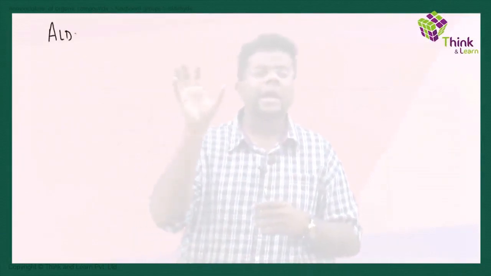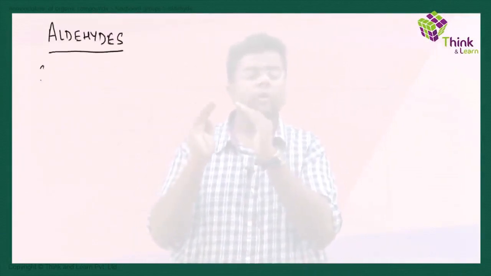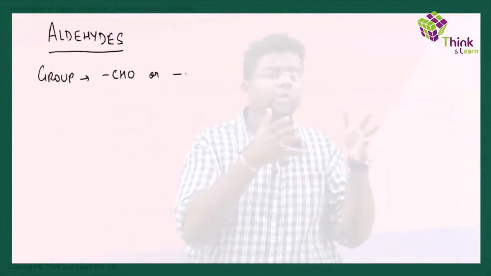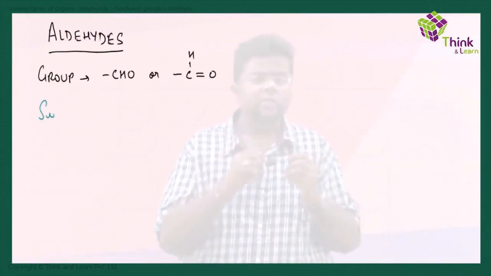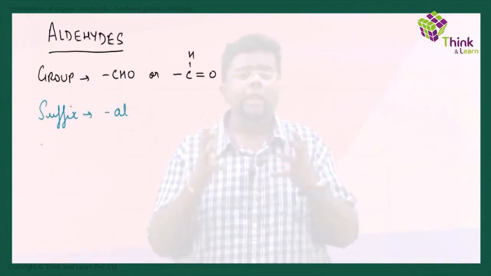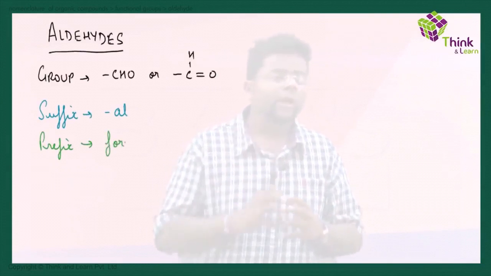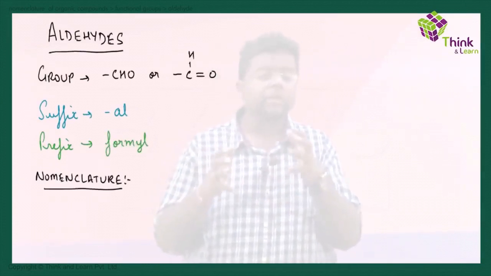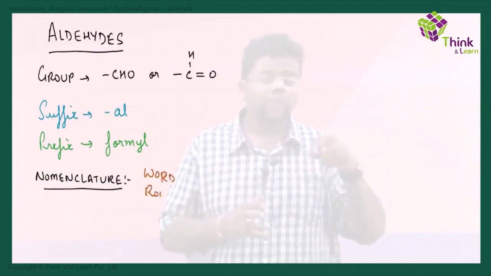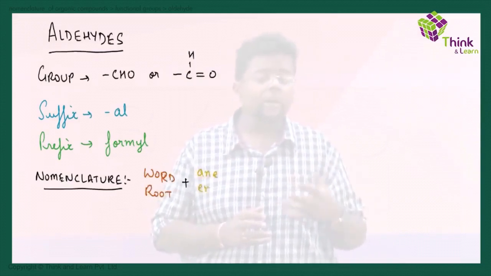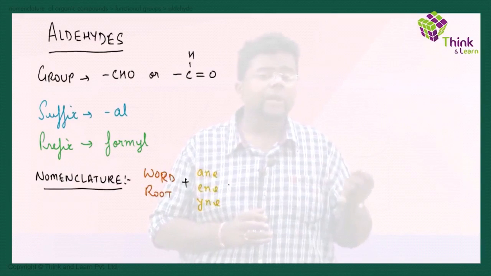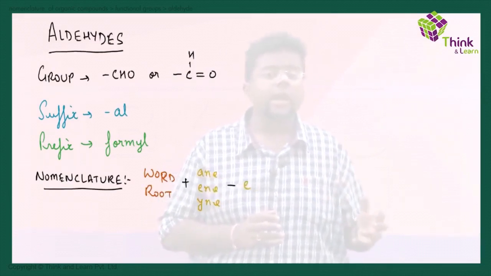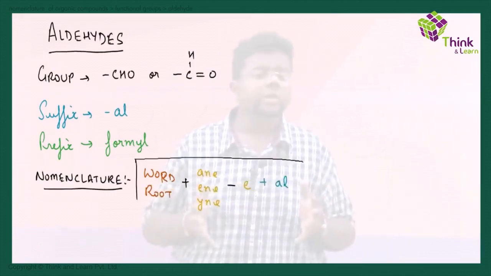So the next functional group that we have is the aldehydes. Now, the group for aldehyde is CHO, or in the open form it is written like this. And the suffix would be al, and the prefix would become formyl. So how would we do the nomenclature? For nomenclature, we will be writing the word root. Then we'll be adding the ane, ene, and yne depending on the bonds. We'll be subtracting e from it and adding al. So that is how the nomenclature is done.